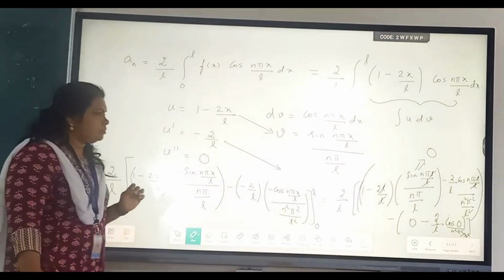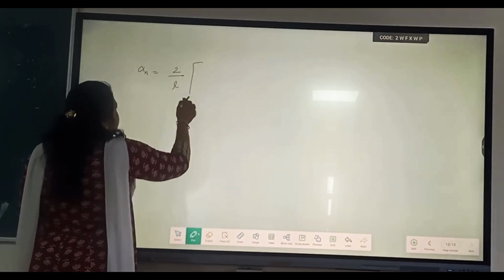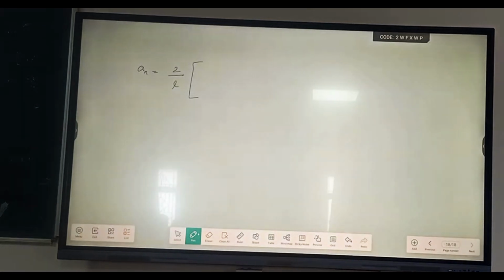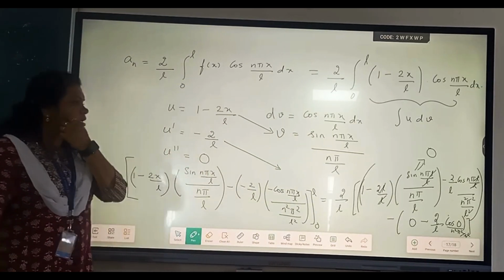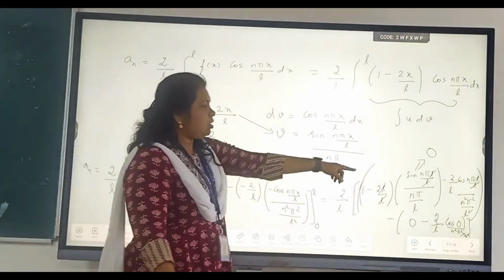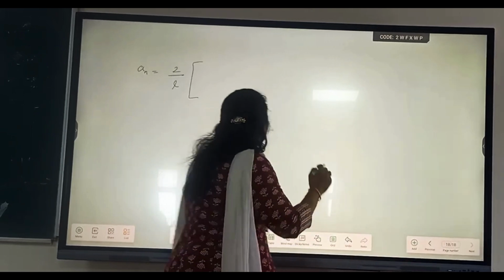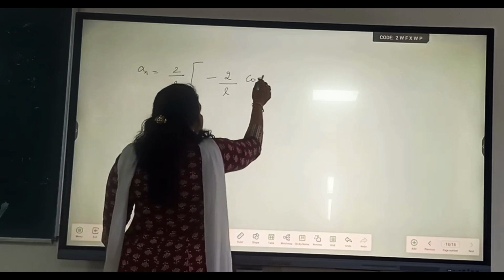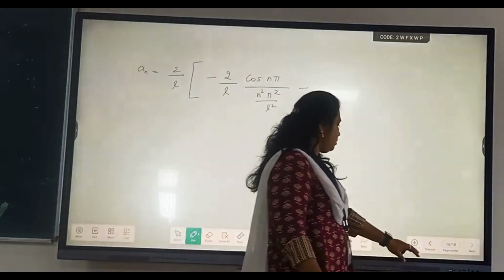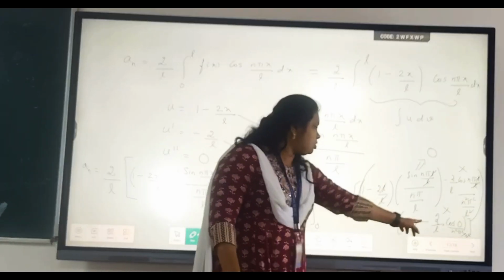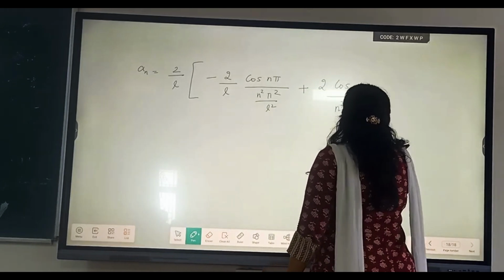Yeah, so write down. Therefore a_n is equal to 2 by L. So which are the terms here? Minus 2 by L cos n pi. This term will be there and this term will be there. So I am going to write the two terms. So minus 2 by L cos n pi divided by n square pi square by L square, minus, so you get plus, not minus, you get plus 2 into cos 0 divided by n square pi square by L square.